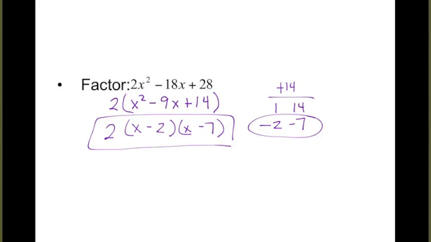You could FOIL this back out the way we did the first problems, and you should end up exactly back where you started. So that's a way to kind of check your answers on these: if you multiply them back out the way our first examples did, you should end up right back where we started. Questions?